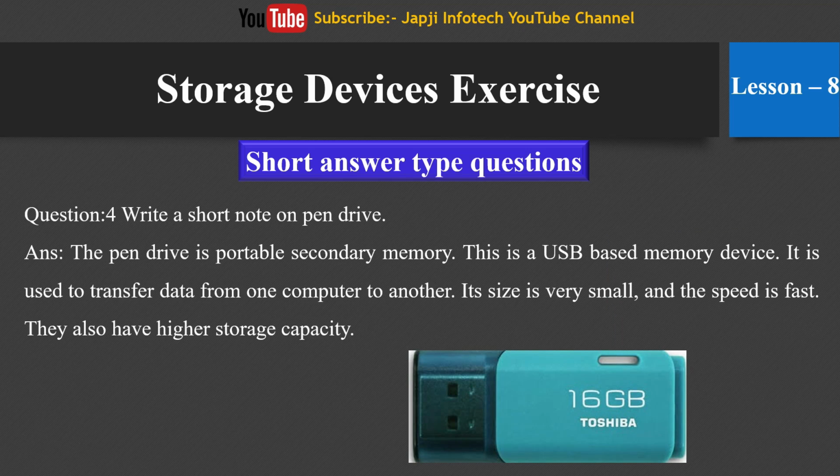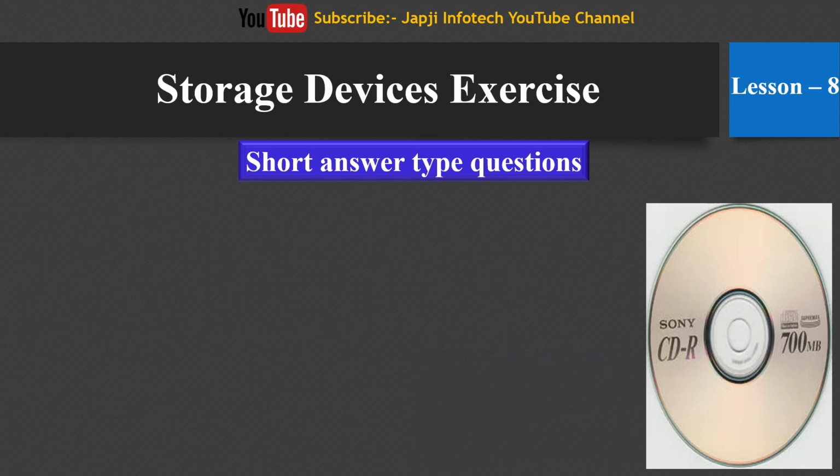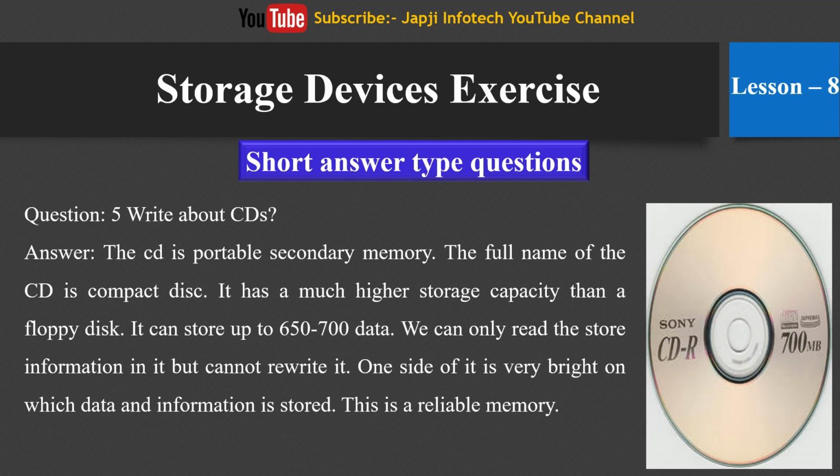And the fourth one is write a short note on pen drive. The pen drive is portable secondary memory. This is a USB based memory device. It is used to transfer data from one computer to another. Its size is very small and the speed is very fast. They also have higher storage capacity. And the fifth one is write about CDs.